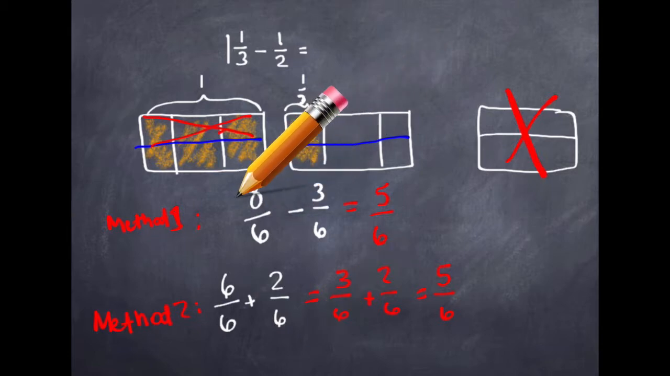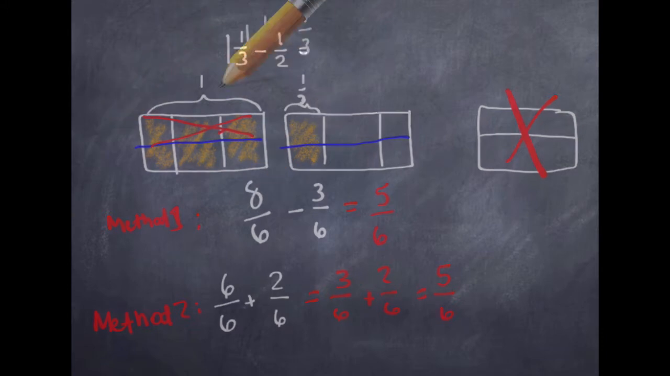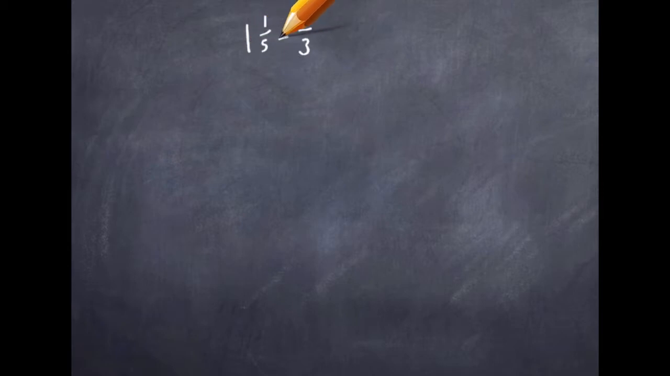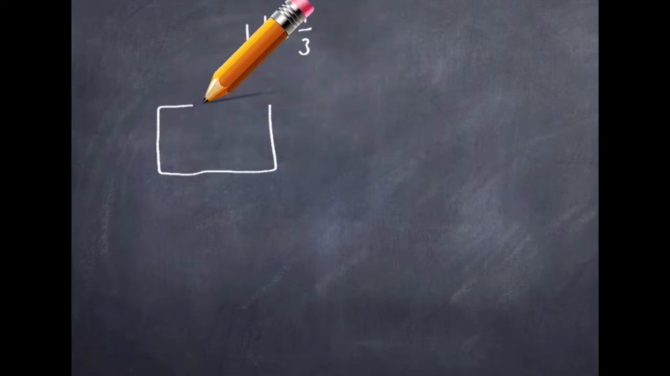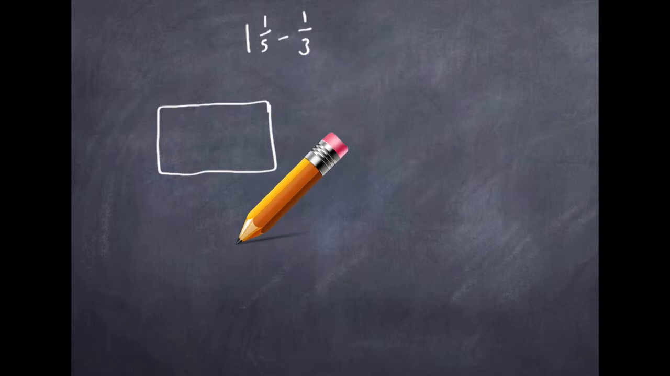All right? Probably a little bit shaky still, that's okay. Let's take a look at another example real quick. All right, so again, I have 1 1/5 minus 1/3. So again, I have more than a whole and then less than a whole, and I'm subtracting one from the other. So I'm going to start by drawing out my rectangles to kind of represent my 1 1/5.